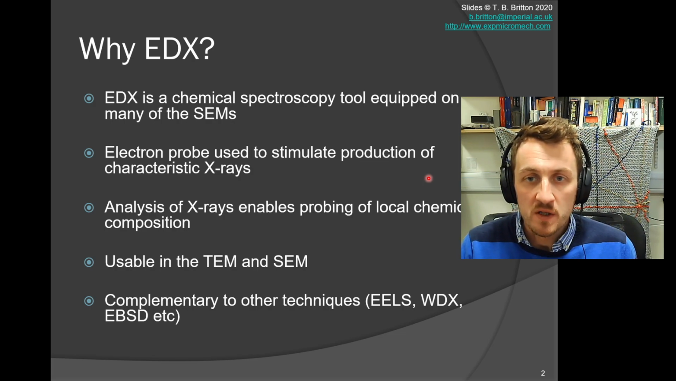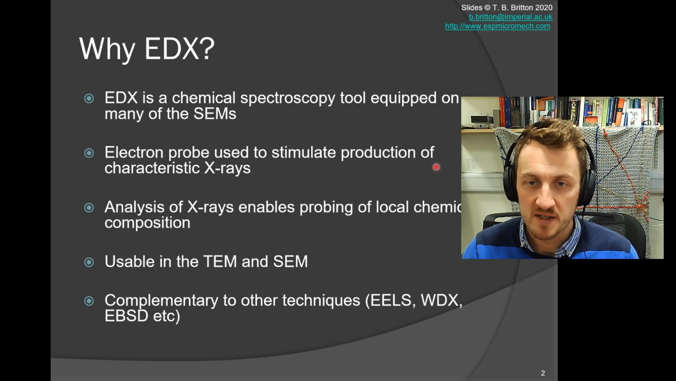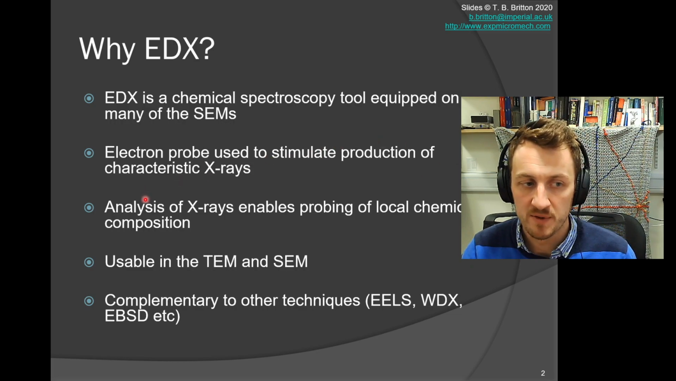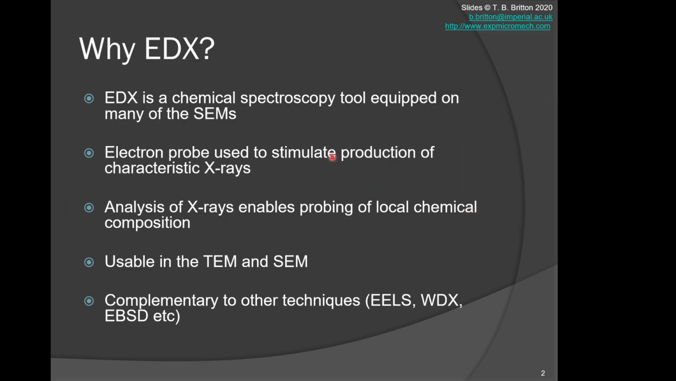So why do we want to use EDX? It's a chemical spectroscopy. It's equipped in many SEMs that we have access to in our labs. The electron probe can be used to stimulate the production of characteristic X-rays. These characteristic X-rays can then be analysed to give you local chemical composition, and the technique is usable both in the transmission electron microscope, the TEM, and the scanning electron microscope, the SEM.